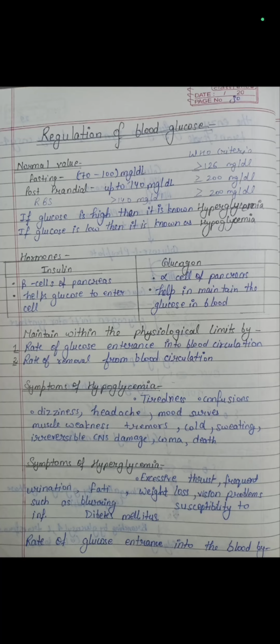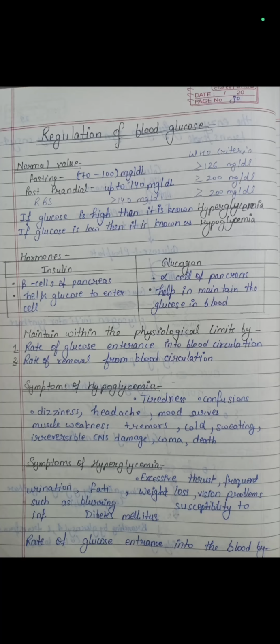Blood glucose is mainly regulated by two hormones known as insulin and glucagon. Insulin is secreted by beta cells of the pancreas and helps glucose to enter cells. Glucagon is secreted by alpha cells of the pancreas and helps in maintaining the glucose level in blood. These two hormones maintain glucose within physiological limits by balancing the rate of glucose entrance into blood circulation and the rate of removal from blood circulation.